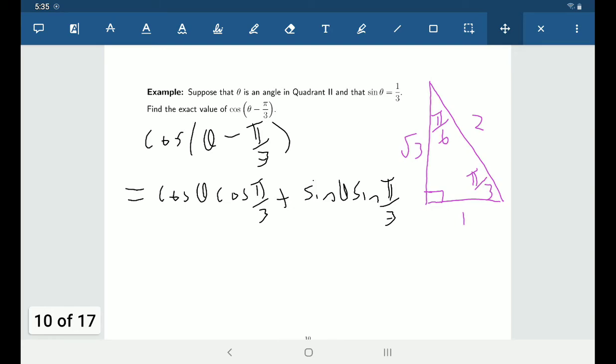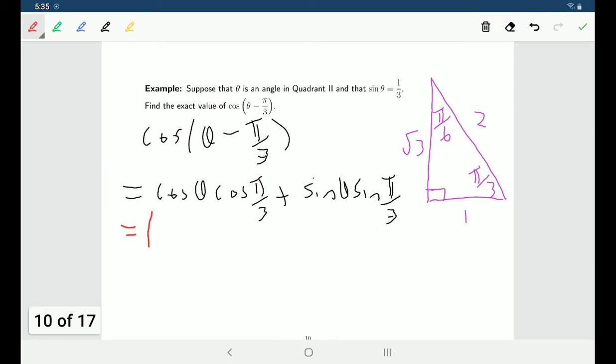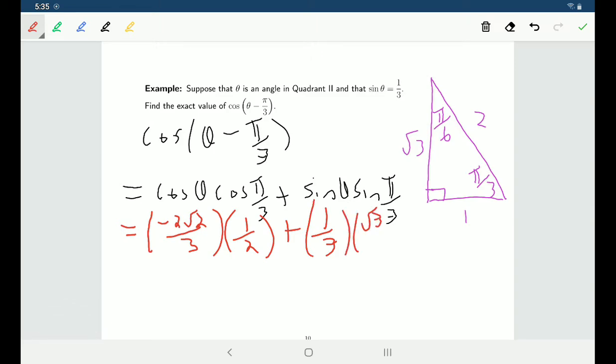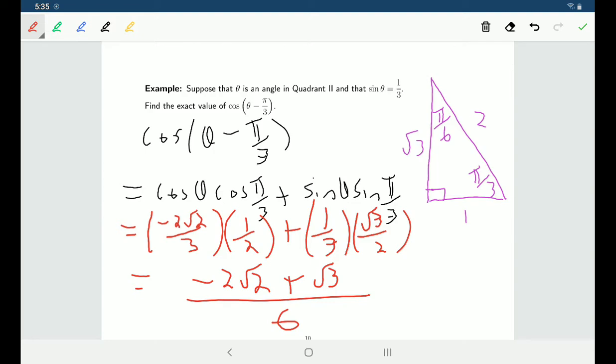And then all we need to do is just finish things off. We now know what cosine of theta is. That's negative 2 root 2 over 3. We know what cosine of pi over 3 is using our special triangle. We know what sine of theta is. We were told that. And we know what sine of pi over 3 is, again, using our special triangle. And now just to put everything together, we'll have negative 2 root of 2 plus root of 3, whole thing over 6. And there we go. We've come up with our exact value for cosine of theta minus pi over 3.